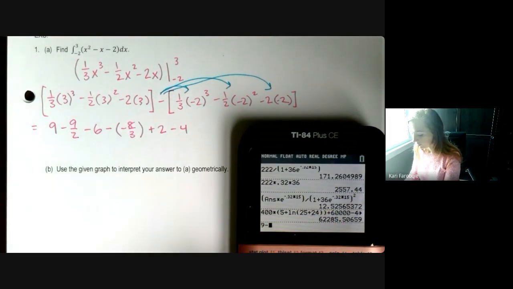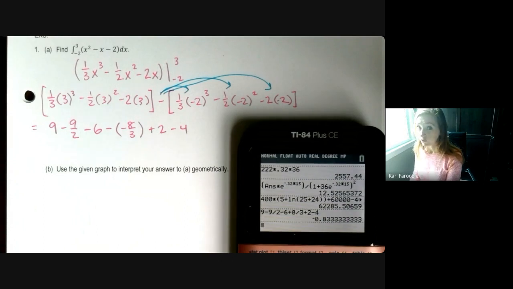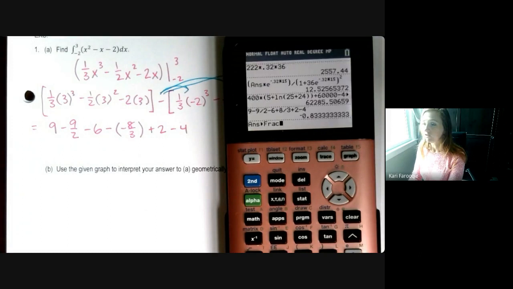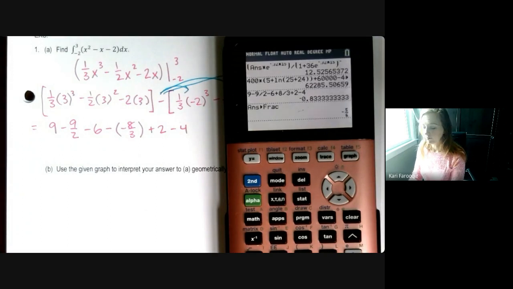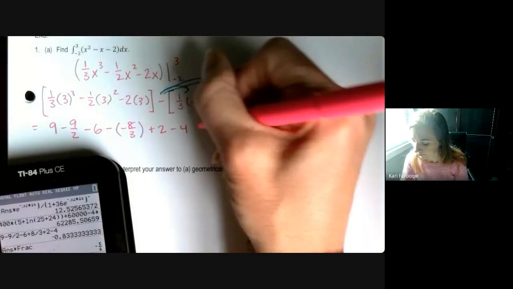Just my 2 cents. 9 minus 9 halves minus 6 plus 8 thirds plus 2 minus 4. All right, so I have this fraction, or I have this decimal. Remember, I want exact answers. So you're going to hit the math button, enter, and give me a fraction. We got negative 5/6. That's what I want to see.